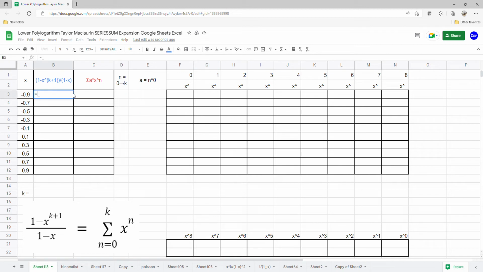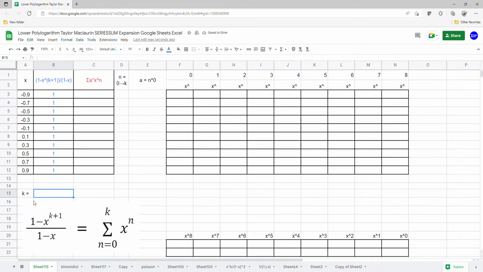So this is called the array formula. The quantity 1 minus x raised to the power the quantity k plus 1, close the parentheses, divided by the quantity 1 minus x. So 1 minus x, and enter.